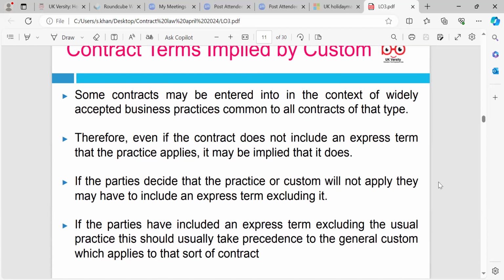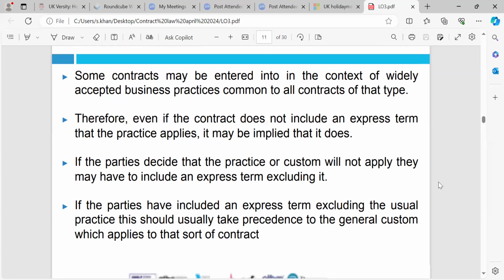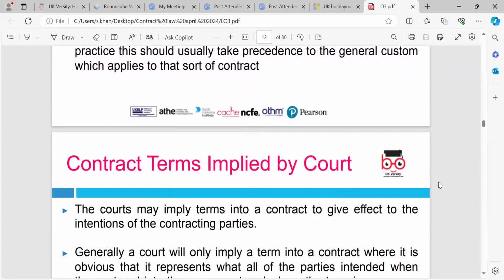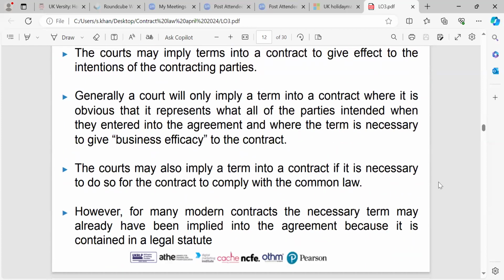If the parties decide that the practice or custom will not apply, they may have to include an express term excluding it. If the parties have included an express term excluding the usual practice, this should usually take precedence over the general custom which applies to that sort of contract. Contract terms implied by courts.